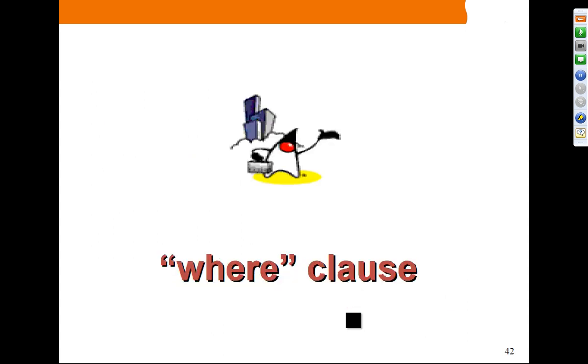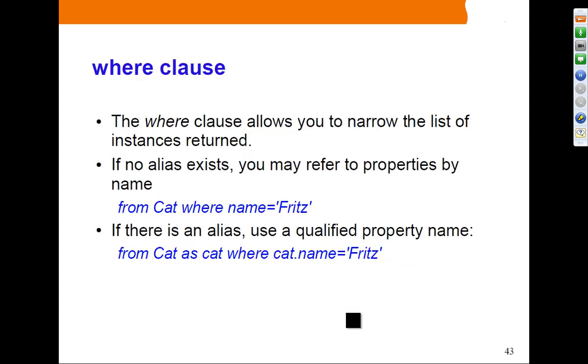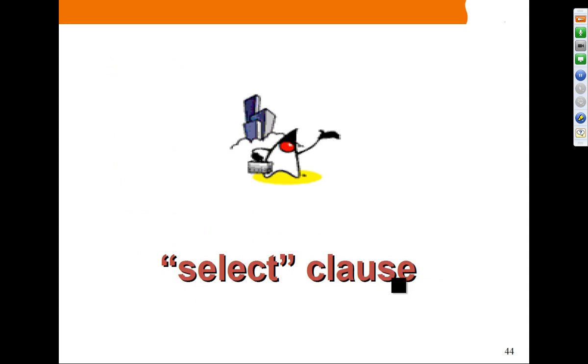All right, so the where clause. Here, get all Cat instances whose name is Fritz. And if there is an alias, use the qualified property name. So you can use the qualified property name here: cat.name = 'Fritz'.